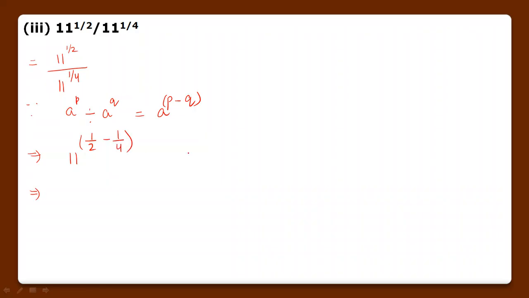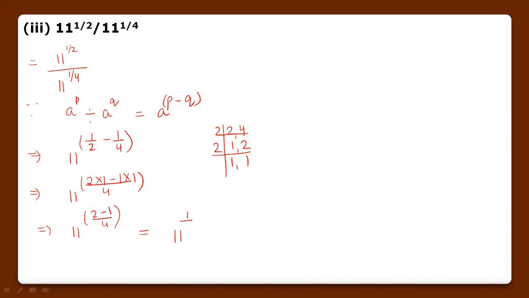We will take the LCM of 2 and 4 to solve it. We know how to take it like this. So 2 2s are 4 is the LCM. 2 के टेबल में 4 कब आता है? 2s are 4, into 1 minus 4 के टेबल में 4, 1s are 4, into 1. In this way, 2 minus 1 upon 4. It will be 11 raised to the power 1 upon 4, which is the answer.